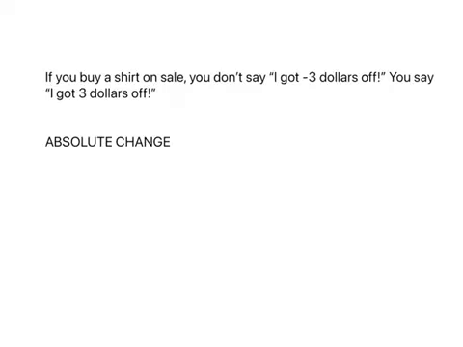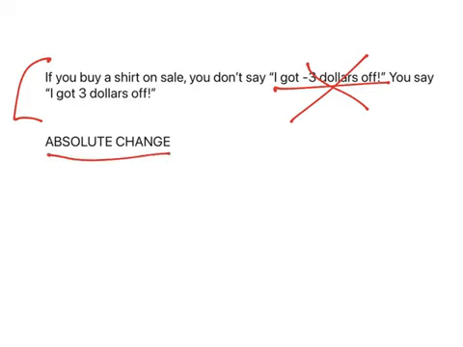Now, why does that make sense? This is my example here. If you buy a shirt that's on sale, you don't say to your best friend, I got negative $3 off the shirt. That doesn't make any sense. We would say, I got $3 off. It's absolute change. Even though the amount that came off was negative, because we subtract, it's still an absolute change. We always want the positive result, and that is what we get when we have absolute value.